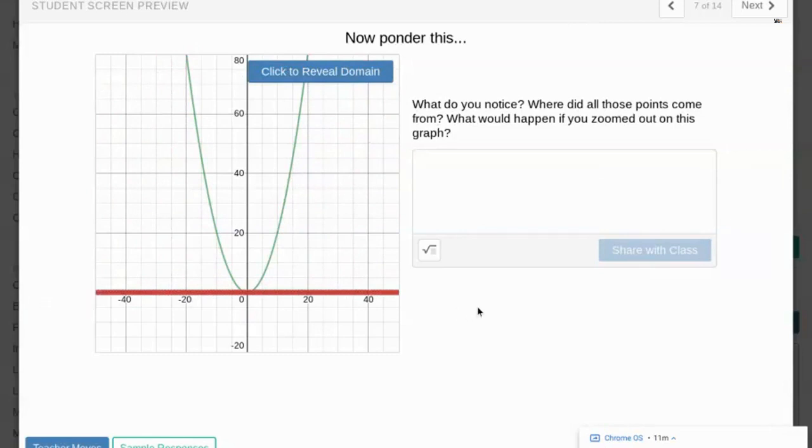Look, it just keeps going and going and going. So did our domain really stop at -20 and 20? Where did all those points come from? So what do you think would happen if we zoomed out further on this graph to see the complete graph? Yeah, I think it would go on and on and on forever. We don't see arrows here, but if we zoomed out, we would see this continually go.